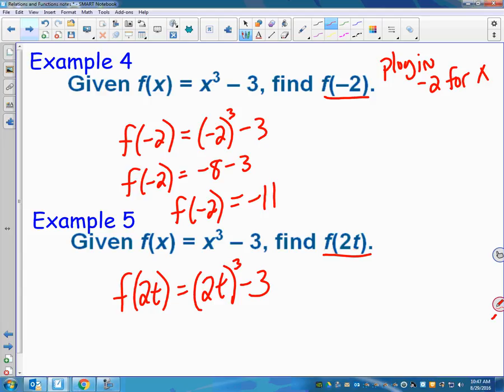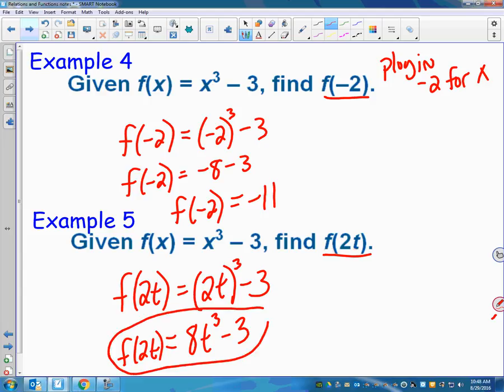Remember our rules of exponents. You have to take everything to the third power. So 2 to the third is 8, 2 times 2 times 2. And t to the third, I can't do anything but write as t to the third. Then I subtract 3. Can I combine 8t to the third minus 3? No, I can't do anything else, which means that's my answer. If you want to write f of 2t equals this, that's it. So if they give you a letter, know that you're going to have a letter in your answer. If they give you a number, you should have a number as your answer.